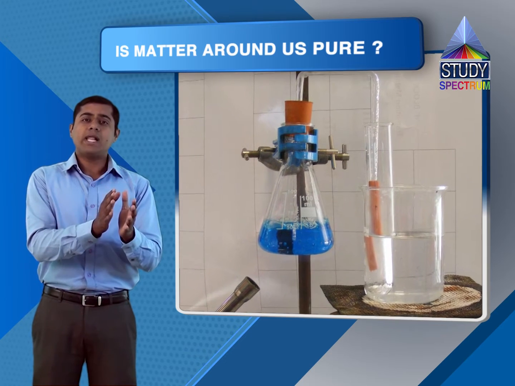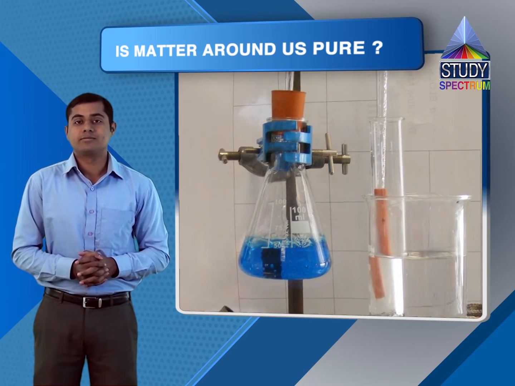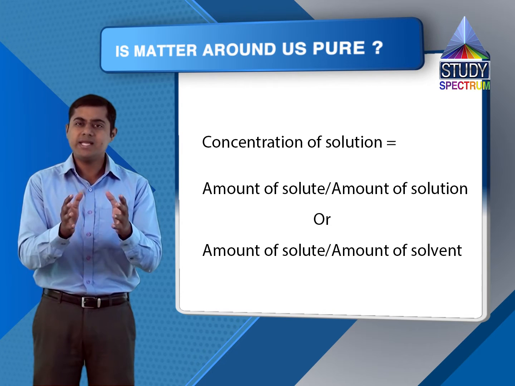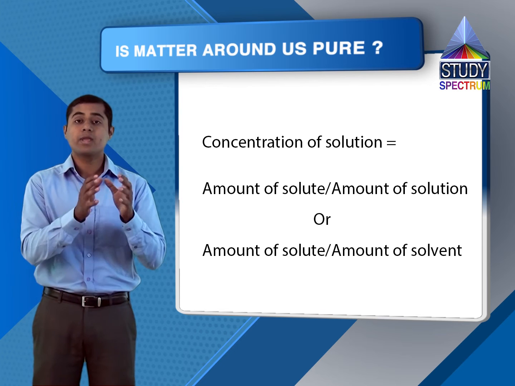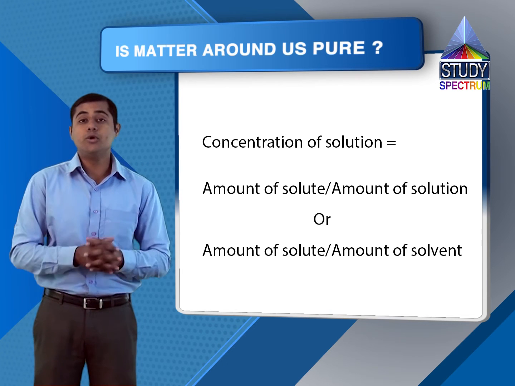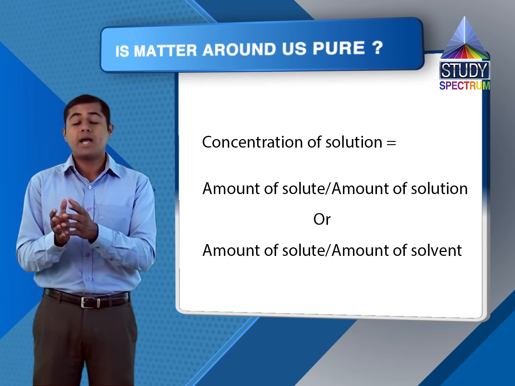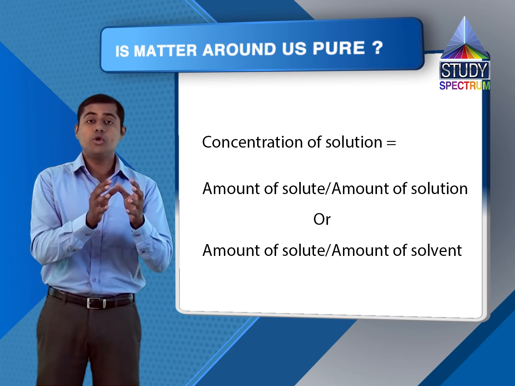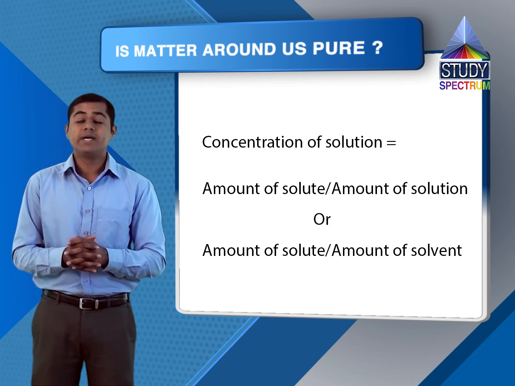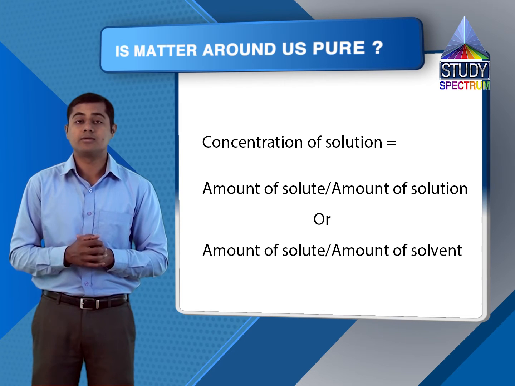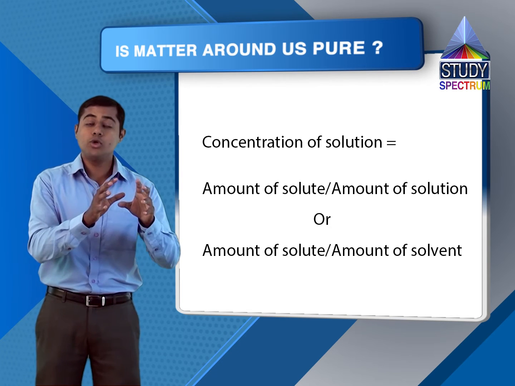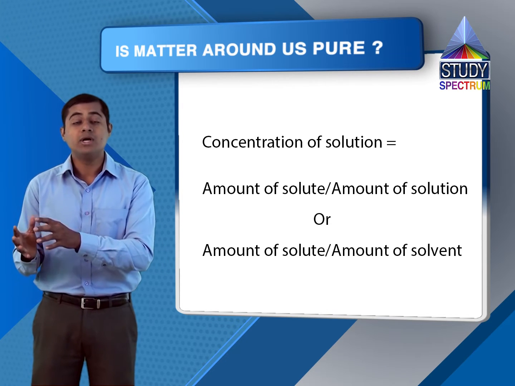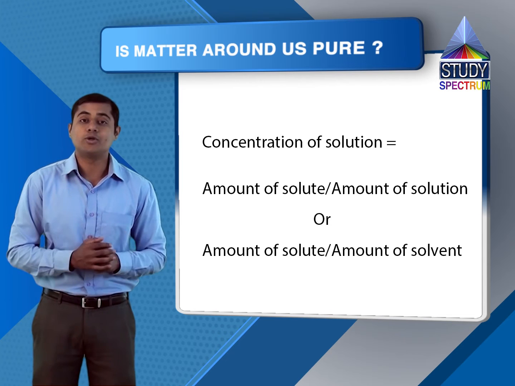So how do we calculate the concentration? Generally, there are two ways to calculate the concentration of any given solution. It is the amount of solute divided by the amount of solvent. The amount of the solute in a given amount of solvent gives the concentration of that solution, or the amount of the solute in a given amount of solution, not the solvent but the solution, also gives a concentration of the solution.